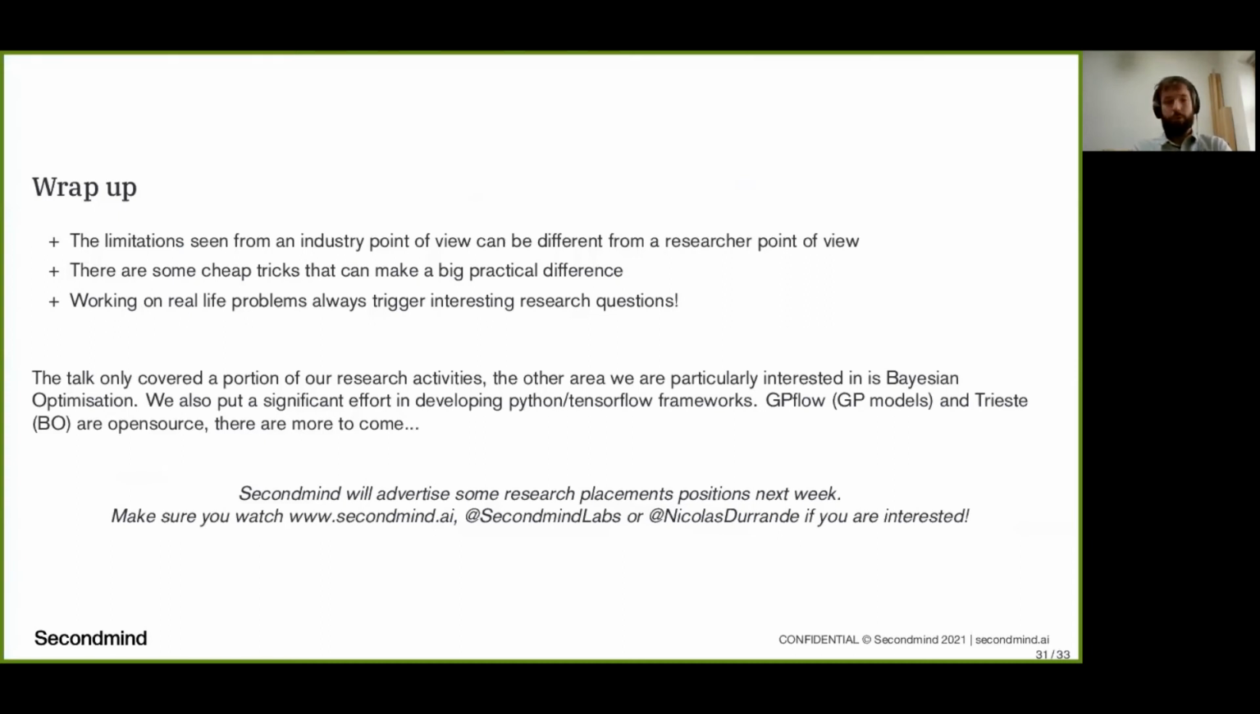So that's pretty much all I wanted to say today. The talk only covered our research on GPs, but the other big area we are interested in for the future is Bayesian optimization. So we also do quite a lot of research in this direction. We also put a lot of effort into developing Python and TensorFlow frameworks like GPflow for fitting Gaussian process models or Trieste for Bayesian optimization. These two are open source, but there will be more to come in the very near future.